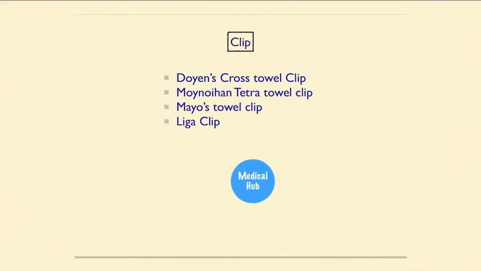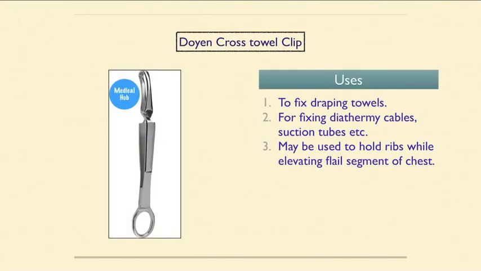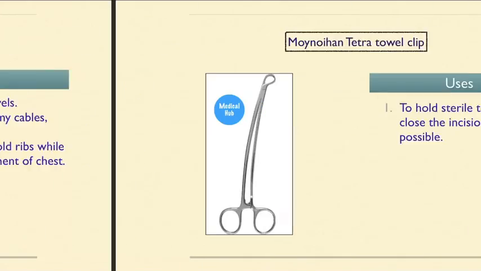Next we'll discuss about the clip. So we'll discuss Doyen's cross towel clip, Moynihan tetra clip, Mayer's towel clip, and Liga clip. So first one is the Doyen cross towel clip. So it is used to drape towels, for fixing diathermic cables, suction tubes, etc. And it also may be used to hold ribs while elevating flail segment of chest.